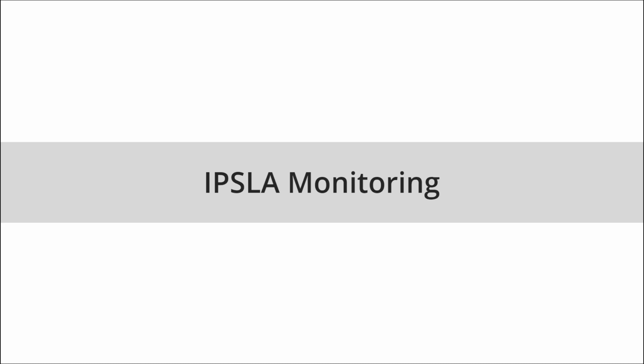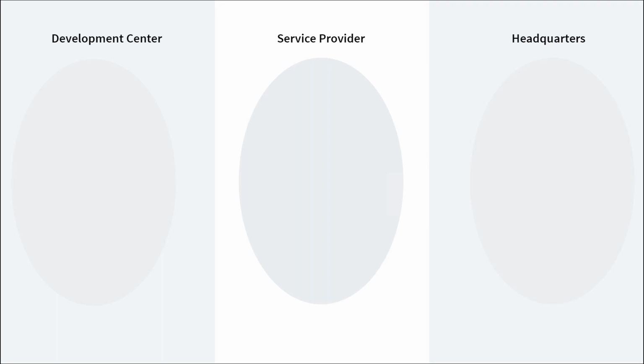So with IPSLA monitoring, you can have that monitored with us just to make sure that you get the best performance out of your VoIP, your WAN network, and your video network. Let me give you a classic example to kickstart what IPSLA monitoring is. We have three divisions here in your environment. You have a development center somewhere in New York. You have a service provider in the same city, but somewhere else. And you have your headquarters, let's say, in another state.